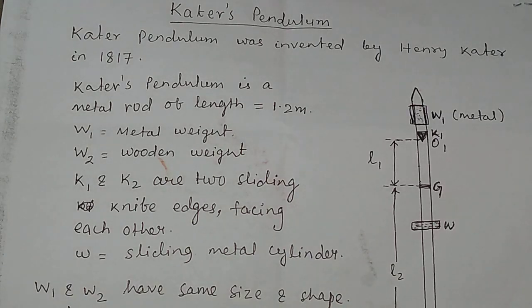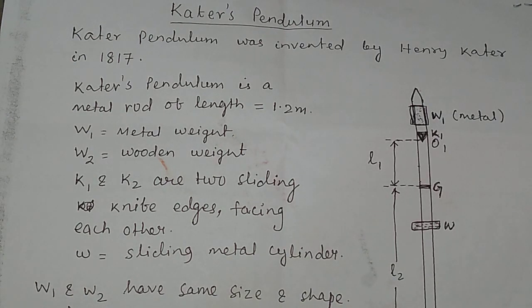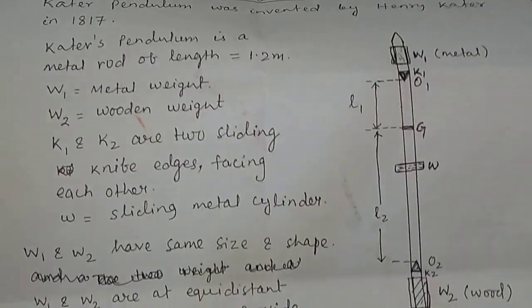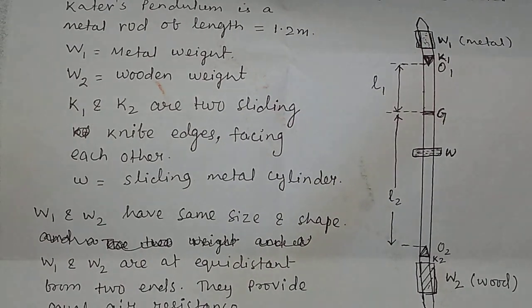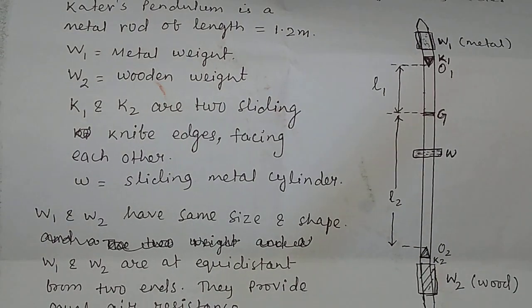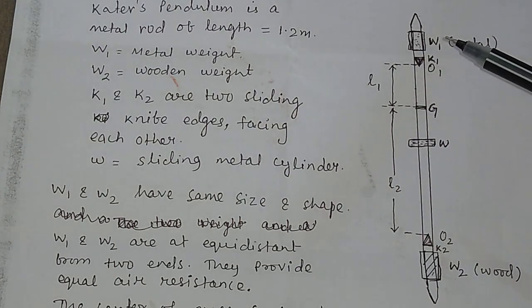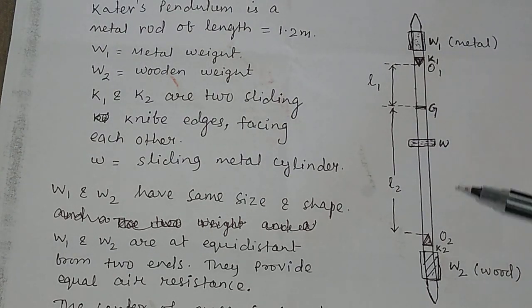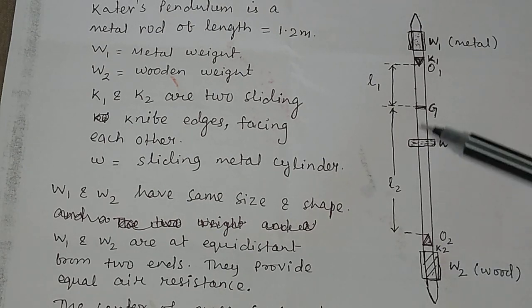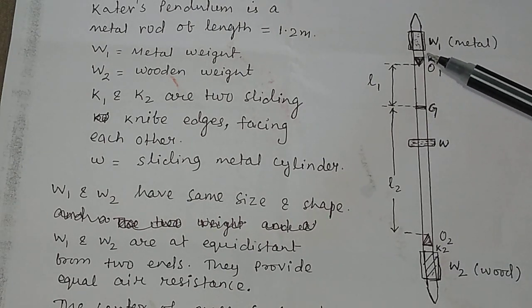Catter's pendulum. Catter's pendulum was invented by Catter in 1817. This is the diagram of a Catter's pendulum. Catter's pendulum is basically a rod of length 1.2 meter, and here W1 is a metal weight and W2 is the wooden weight. This is the wooden weight and this is the metal weight.